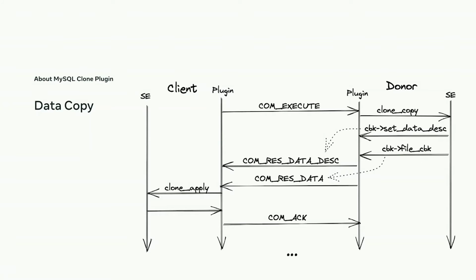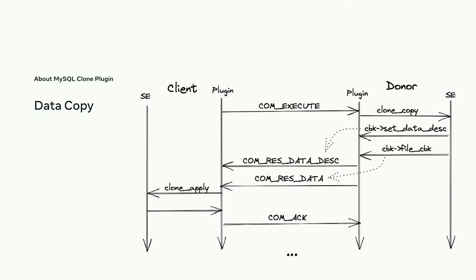The data copy is a main step in the whole clone process, so let's dive more into it. Once the client is ready, it will tell the donor to start the data transfer phase. The clone plugin has some callbacks which the donor can call into for transferring the data descriptors and file chunks. The donor will call these callbacks, and then the data descriptors and the file chunks will be translated into the clone protocol and sent to the client.